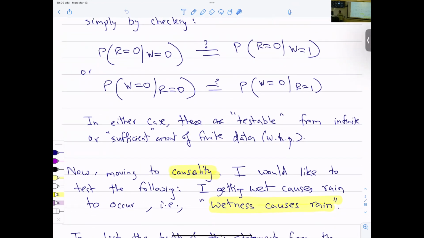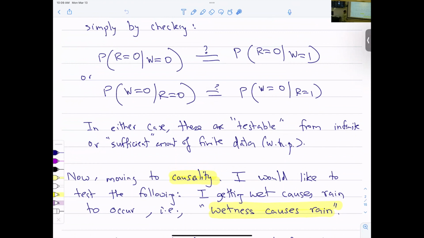Now let's move to causality. We would like to find one way to ask the following types of questions. Does me getting wet cause rain to occur? Meaning, does wetness cause rain? Or does rain cause wetness? Right now, we haven't defined what cause still means. But as a society, we have some qualitative understanding of cause. So suppose I just put these kinds of questions down. Then how would you go about answering this?